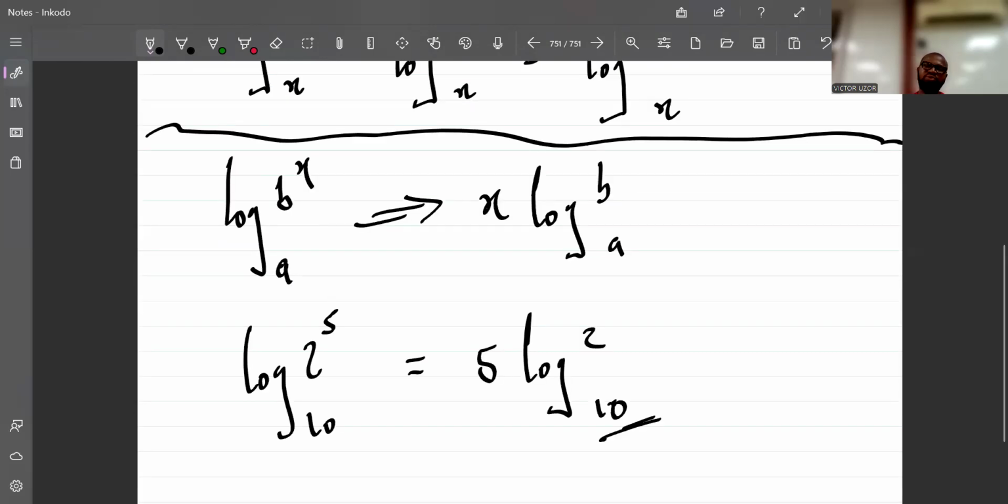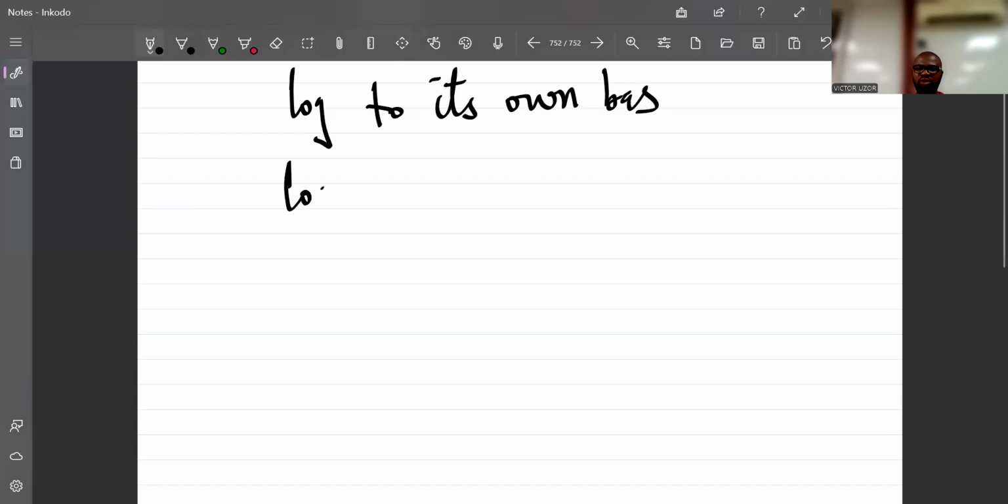Okay. Now let's move again. Log to its own base. Another law is a log to its own base. So when I have log a base a, it is going to give me 1. Remember, this raised to power this gives me this. That is why a raised to power 1 is equal to a. That is why log to its own base will be 1.